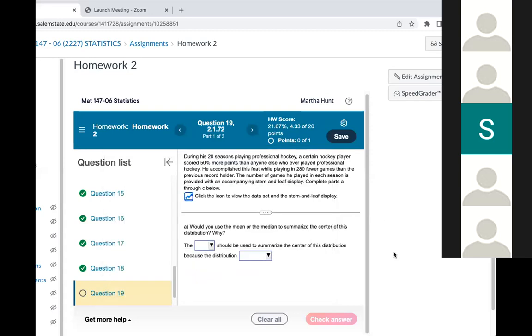You can see it, right? Yep. So what should we use to summarize this? Here's our choices, the mean or the median.